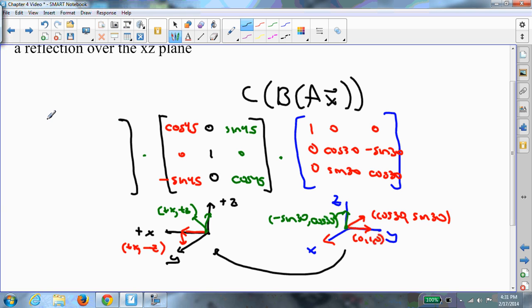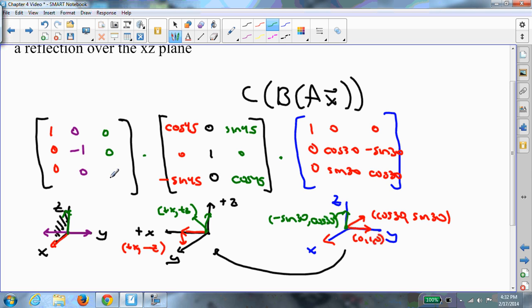And then the last one is my reflection about the xz plane. So here's my x, y, z. And here's my xz plane. So if I reflect anything on the x-axis, along the xz plane, it stays where it is. So the first column is 1, 0, 0. Anything along the y-axis, though, gets reflected to its opposite. So that's going to be 0, negative 1, 0. And anything in the z-axis gets reflected to itself. So that's 0, 0, 1.